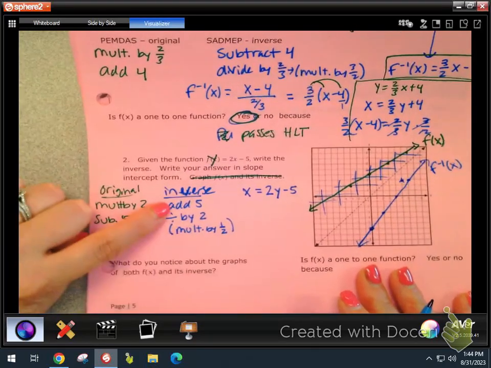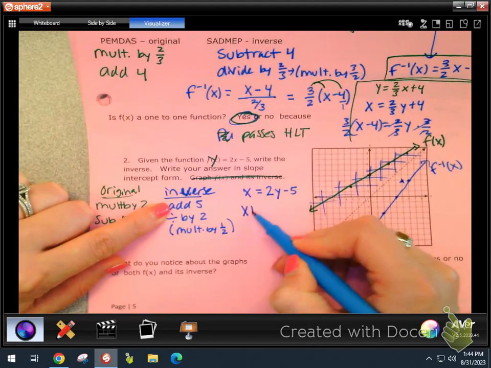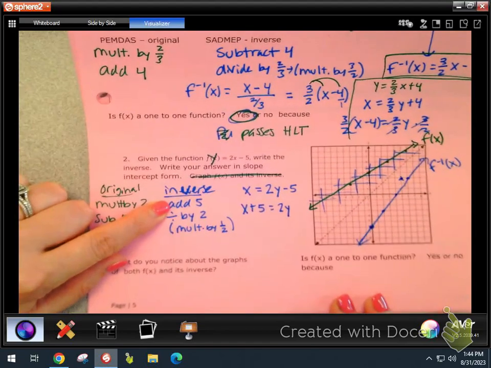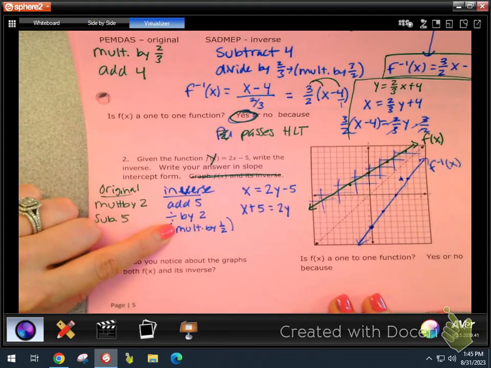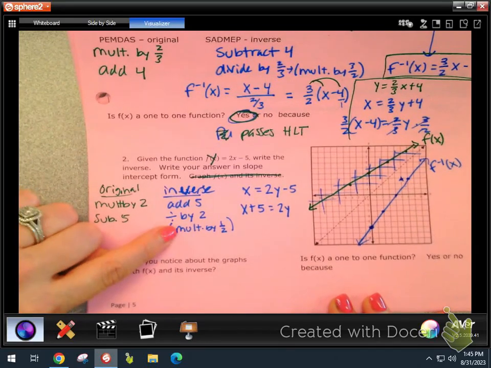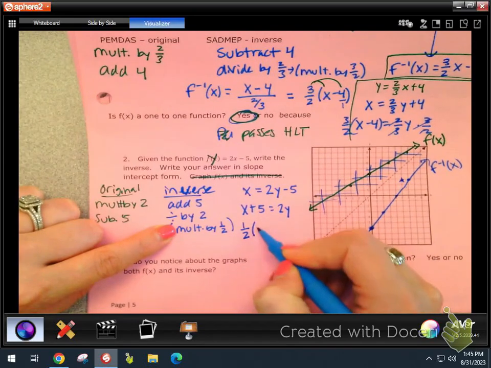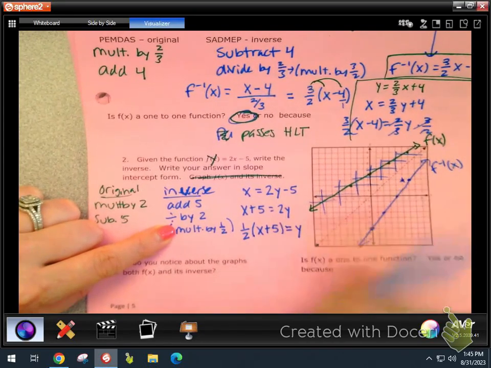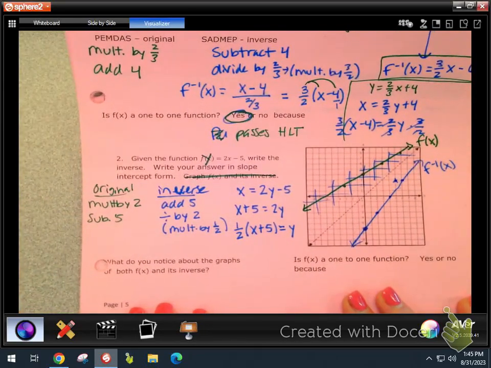Okay? My steps tell me what to move first. I need to add 5. x plus 5 is equal to 2y. I need to then get rid of the 2. And I want it in slope-intercept form, so I don't want to divide. I'm going to write this as a multiplication of 1/2. I'm wrapping x plus 5 in parentheses, and it's important that you make sure you do that, because that's not slope-intercept form. How do you get it in slope-intercept form?